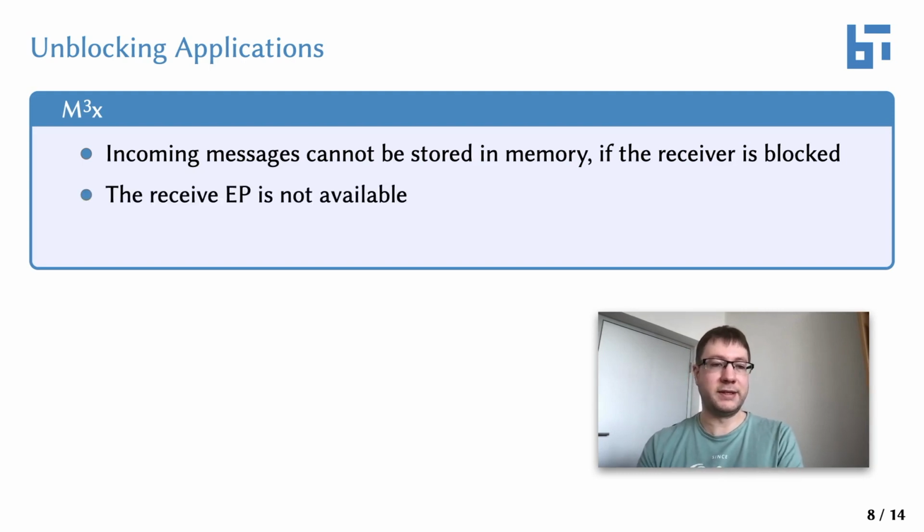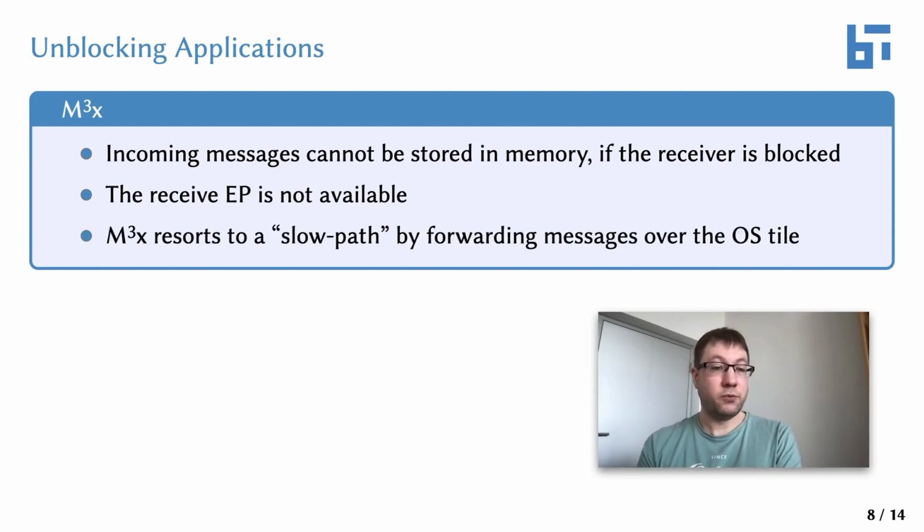And the reason for that is only the endpoints of the currently running applications are known to the DTU. And therefore, if the receiver is not running, the DTU simply doesn't know where to store the message because the endpoint is not available. And for that reason, M³x needed to resort to a so-called slow path, which forwards these messages over the operating system tile to the receiver by first scheduling the receiver and then delivering the message.